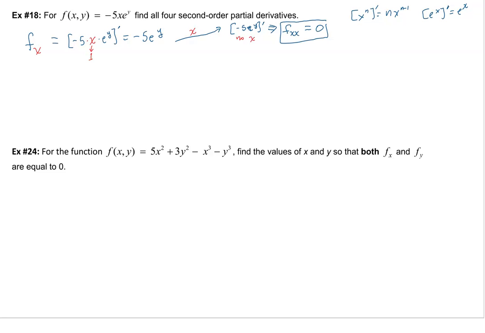If I start with that same partial with respect to x, and I work with y this time, now something happens, because I'm taking the derivative of negative 5 e to the y. And let me put the e in red too, maybe, just to make that clear. And so when I take the derivative of e to the y, I just write it down again. So my f sub x y is equal to negative 5, tagging along, e to the y.